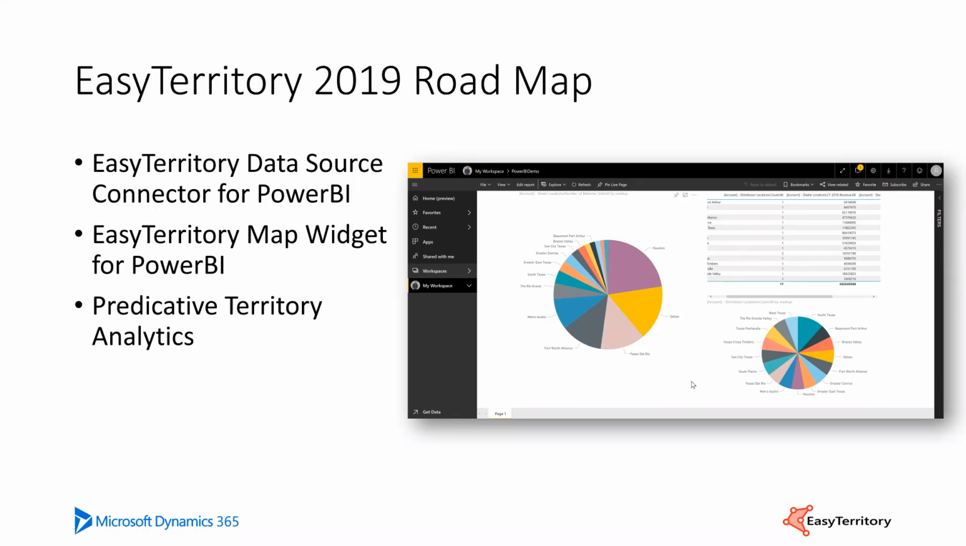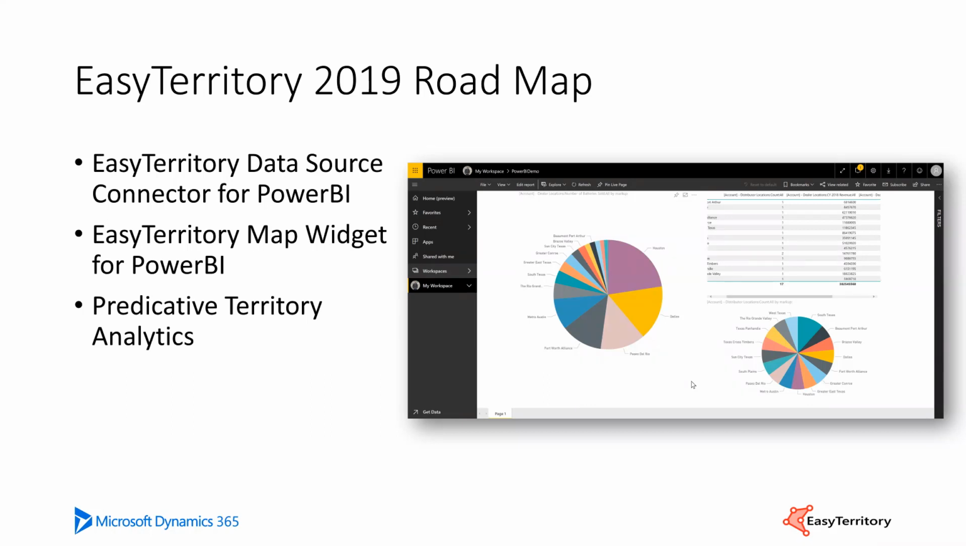So allowing EasyTerritory to be a data source that you can use to bring into Power BI. The other thing is a map widget for Power BI that would basically turn Power BI into a data source for EasyTerritory. Now, for a lot of people on the call, that might be a little bit overkill, since we can read out of Dynamics directly. But in some cases, it might be beneficial if you're pulling data from other sources and wanting to go through Power BI first to do that.